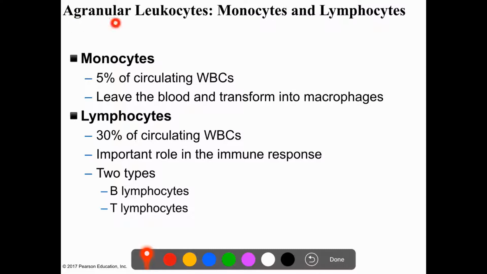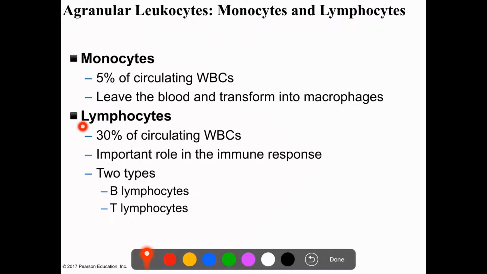Now for the agranular leukocytes, we have the monocytes. These are around 5%. These are large white blood cells, and they have the ability to leave the blood and transform into macrophages. Macrophages are responsible for detecting infections and microorganisms within the tissue.